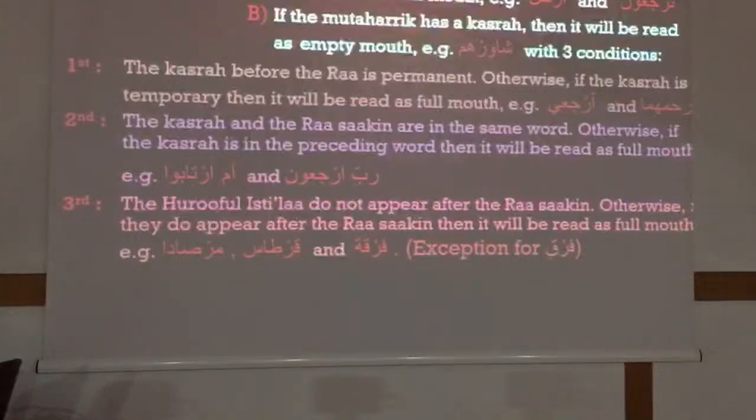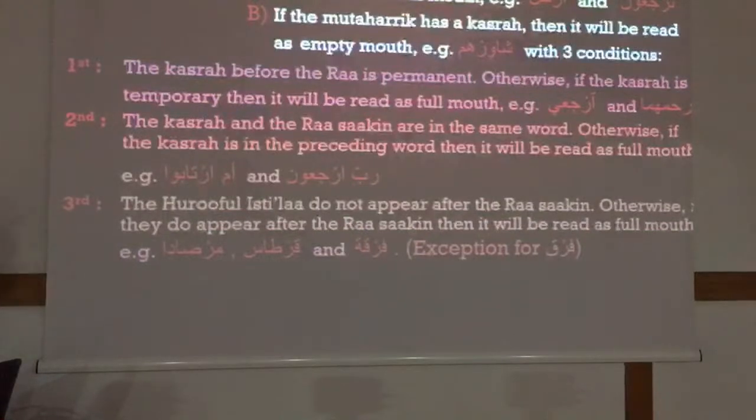Again, rabbir ji'un. Again, one more time. Rabbir ji'un. You understand? So this is the second condition. The second condition for ra sakin to be empty: the kasra and the ra sakin need to be in one word. If they're in two words, then the ra sakin will be full mouth.